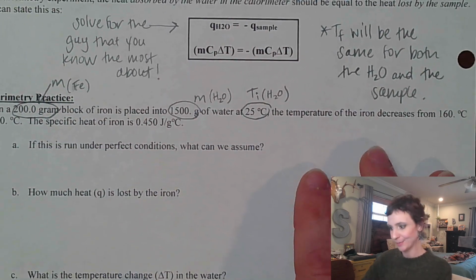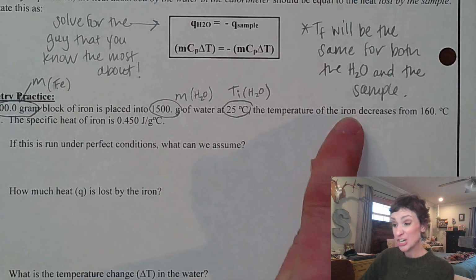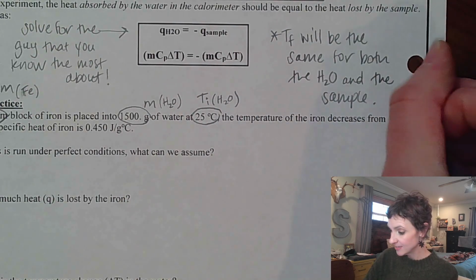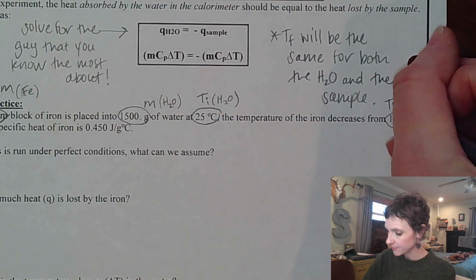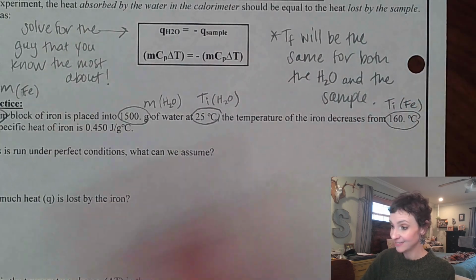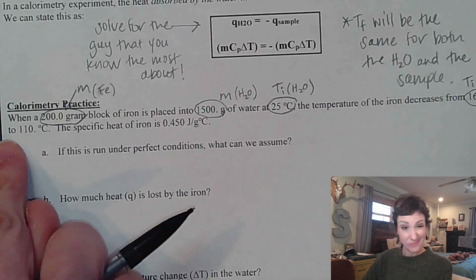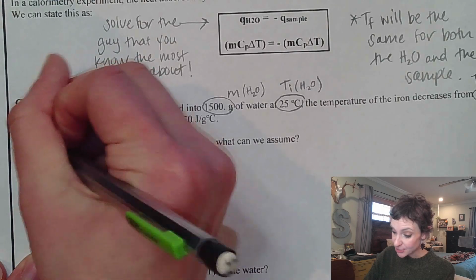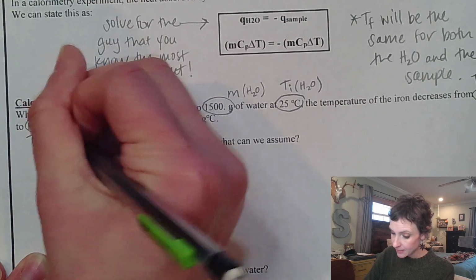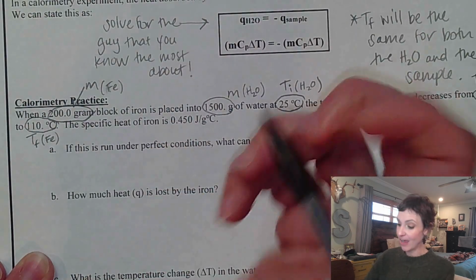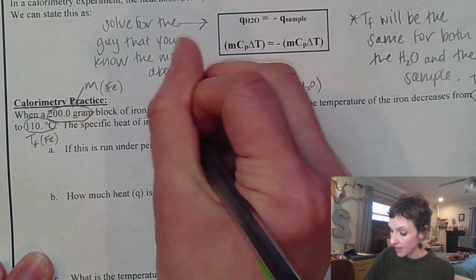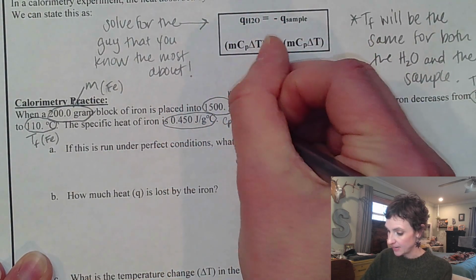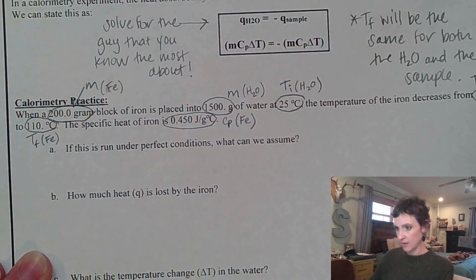And it's also the chemical symbol for iron, so we love that. So the temperature of the iron decreases from, so this is my initial temperature for my iron, to that. Boom. So that's my final temperature for my iron. The specific heat of iron is 0.450 joules per gram degrees Celsius. So that's my CP of the iron.